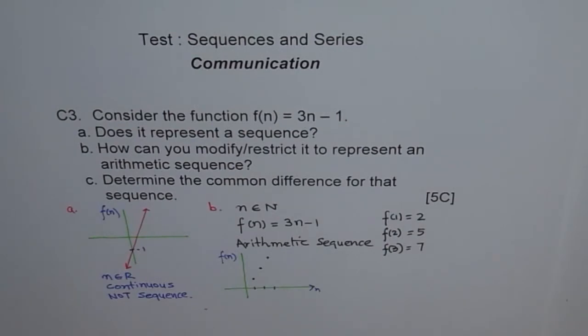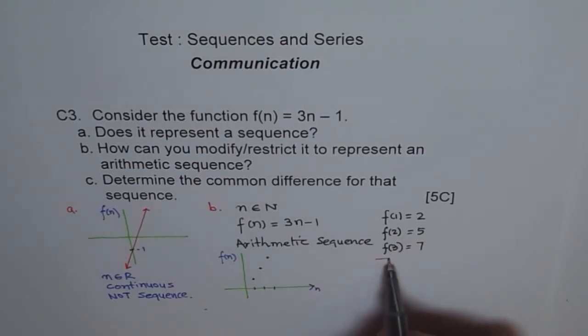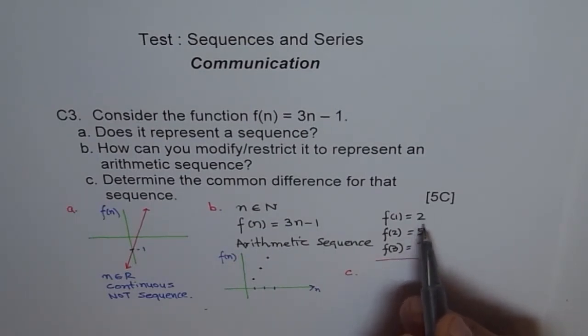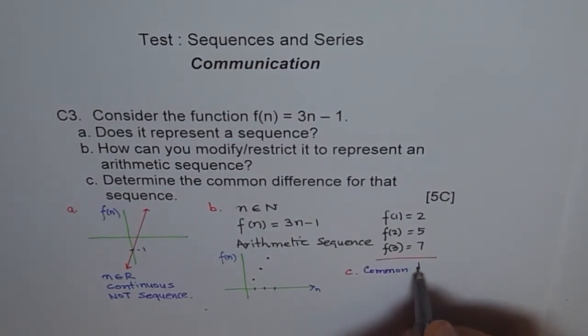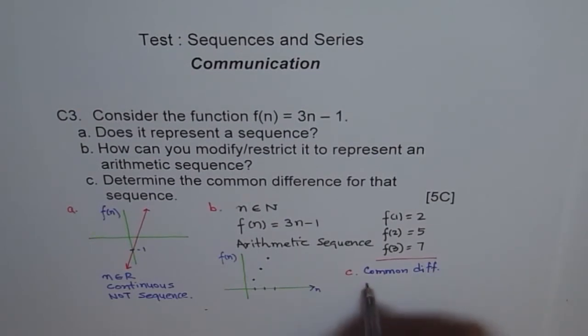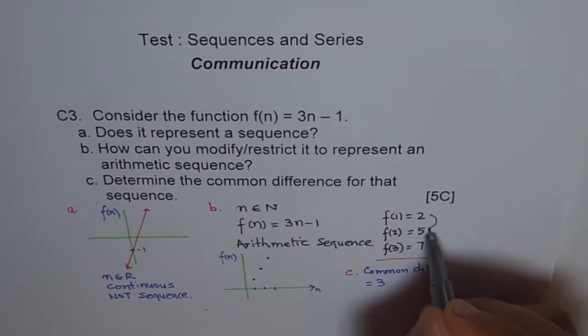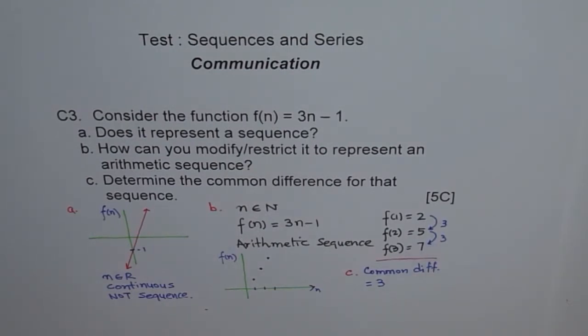Now part C is: determine the common difference for that sequence. Well, here is our sequence, and we can say that the common difference C is 3. We can do 5 minus 2. We do from here to here, and here to here, so we get 3 here. So the common difference is 3.